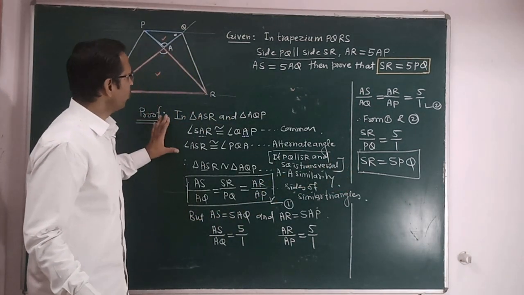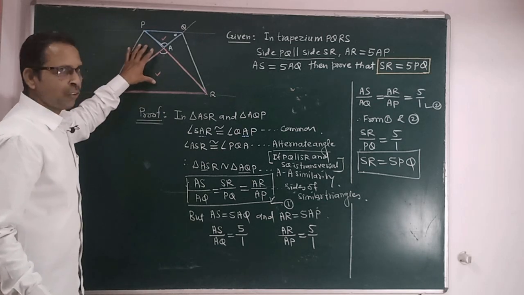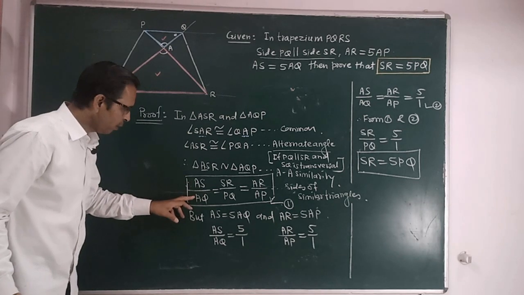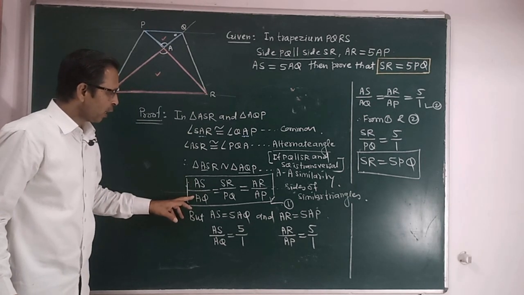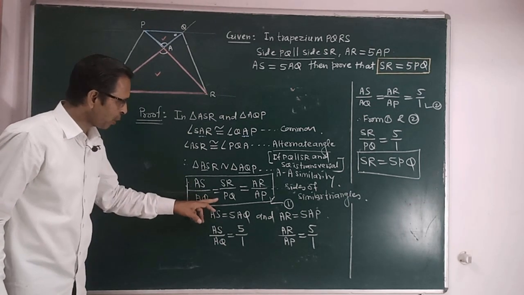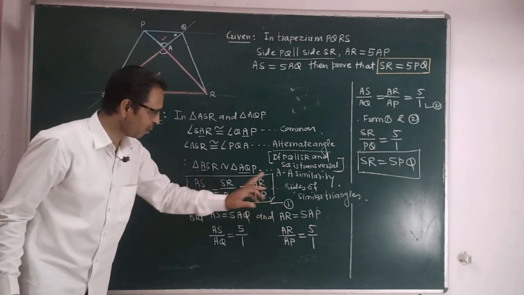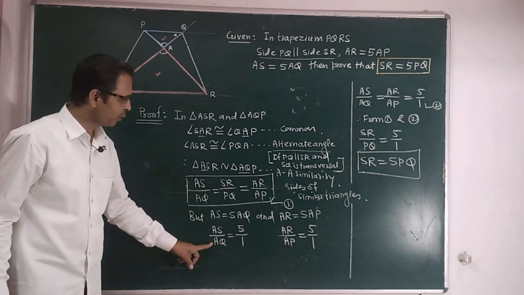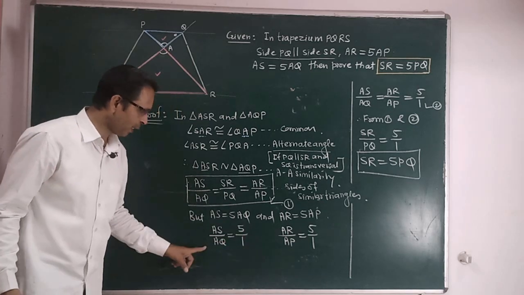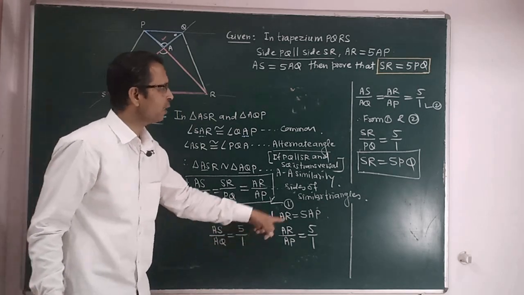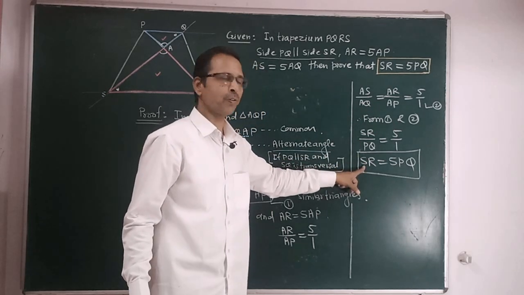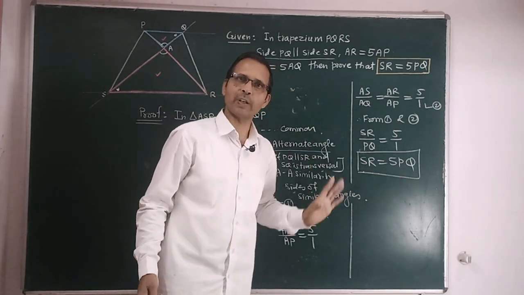Now this is very important. First look at the figure and show the triangles are similar. Write the ratios of the sides; they are in proportion because the triangles are similar. Then from the given statements we take the ratios. This ratio is equal to 5 upon 1, and that's why the third ratio is also 5 upon 1, and that's why SR is equal to 5 PQ.